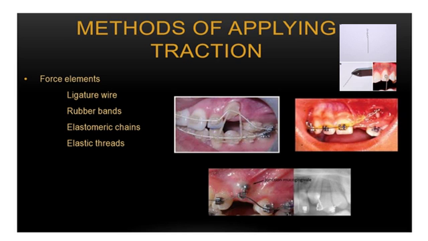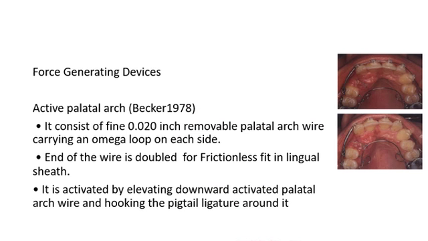Methods of applying traction: ligature wire, as we said, threaded wires, rubber bands, elastomeric chains, and elastic threads. Force generating devices: active palatal arch. We can apply an active palatal arch with helices to apply elastics from these arches to the impacted canine.